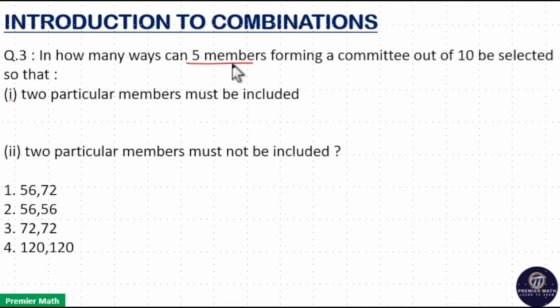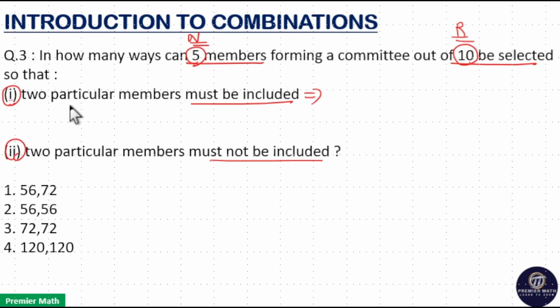In how many ways can 5 members forming a committee out of 10 be selected so that 2 particular members must be included? 2 particular members must not be included. Here available people are 10. That is, our resource is 10. And we need 5 out of 10, which means our need is 5.